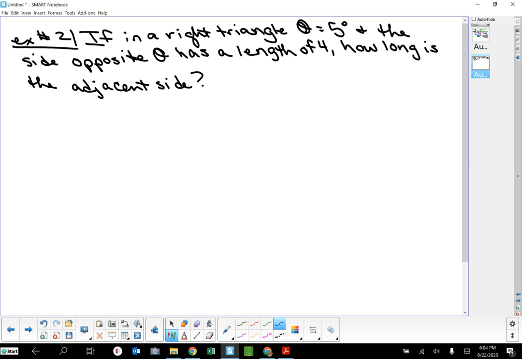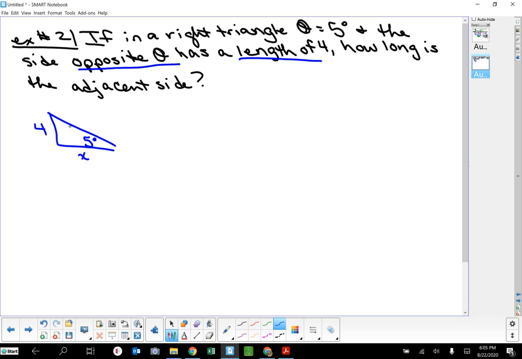Okay, so again, draw yourself a picture. I'm going to put my theta or my angle down in this corner, so I know that's 5. They're telling us the side opposite theta has a length of 4. Opposite is over here. How long is the adjacent side? That would be this side.